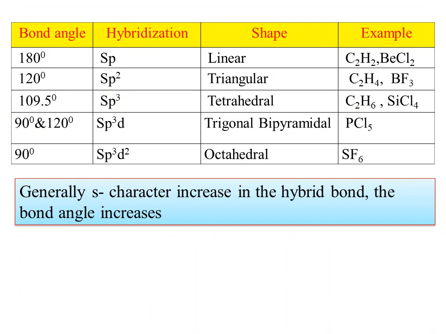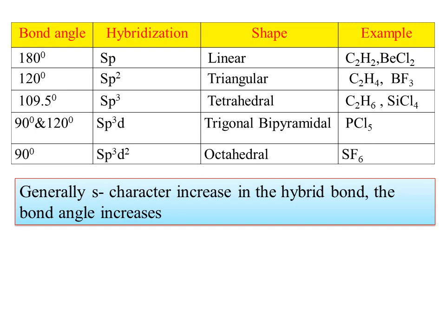If the bond angle is 180 degrees, hybridization is sp, and the molecule is linear. If the bond angle is 120 degrees, sp2 hybridization, the shape or geometry is triangular. 109 degrees 28 minutes, or 109.5 degrees, is sp3, tetrahedral. Some molecules may also have 90 degrees and 120 degrees. These are called trigonal bipyramidal, sp3d hybridization. 90 degrees means octahedral.